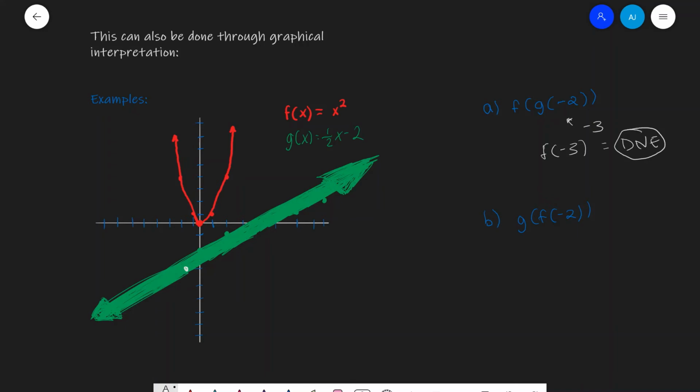Now I will let you try question 2, which asks us to find g of f of negative 2. Pause the video, try to solve it, and then come back once you have finished.